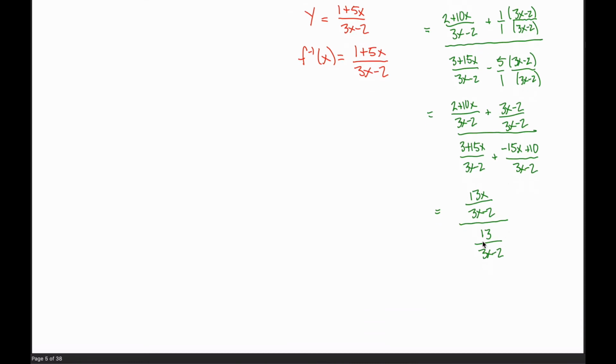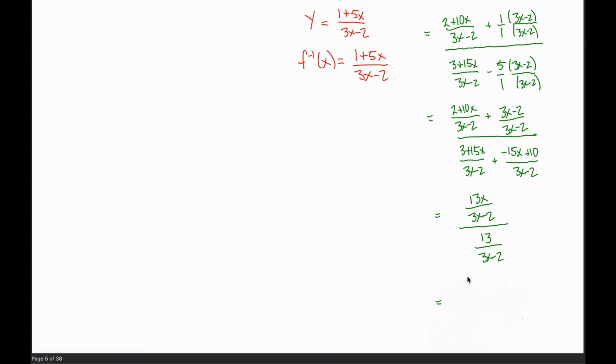And it's even prettier than you might imagine because dividing fractions is not that bad. The way you divide two different fractions is you multiply by the reciprocal of the denominator. What I'm saying is we can change this division sign into multiplication if we flip this thing upside down. So instead of 13x over 3x minus 2 divided by 13 over 3x minus 2, we get 13x over 3x minus 2 times 3x minus 2 divided by 13. The reciprocal of the denominator is what appears here.